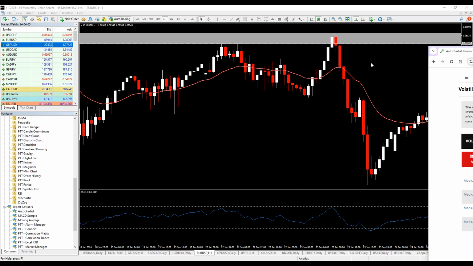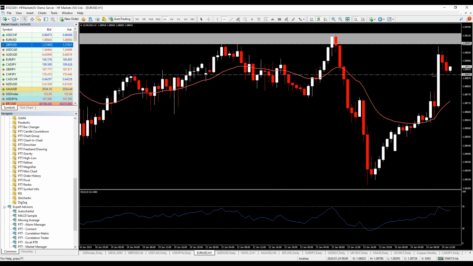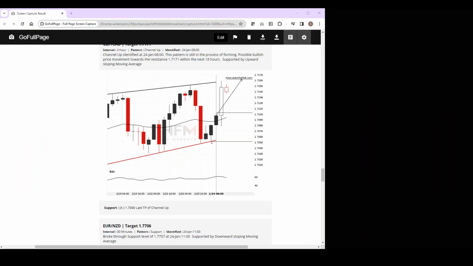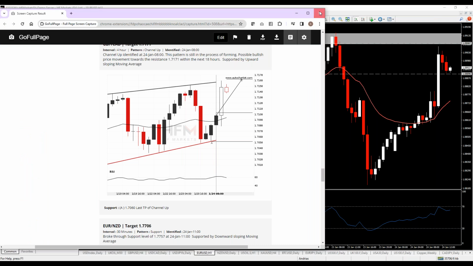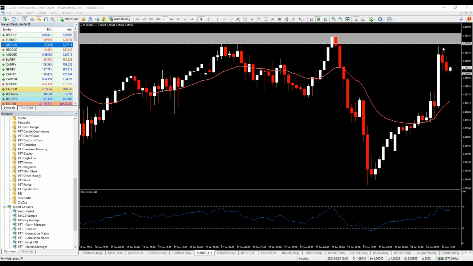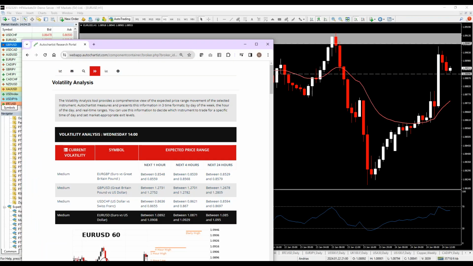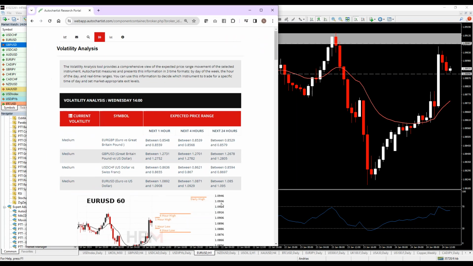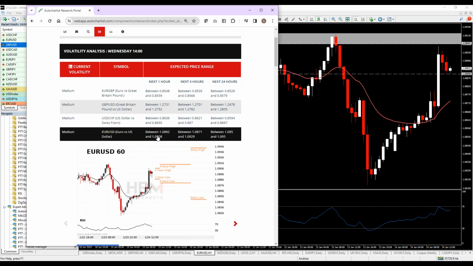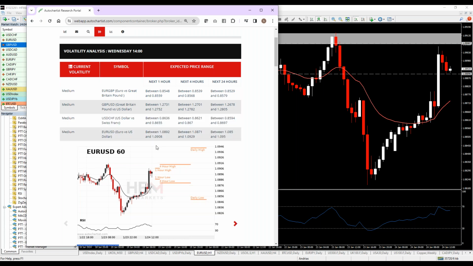But let's assume that I decided to go short as soon as it breaks this support level. Just an example. So if I decide to go short as soon as it breaks that level, then what's the expected range for the next hour? The expected range for the next hour is from 108.92 to 109.03.